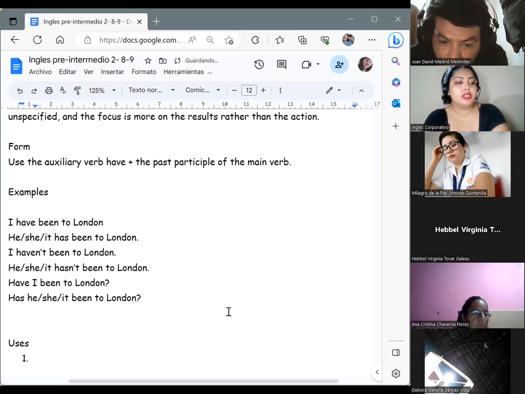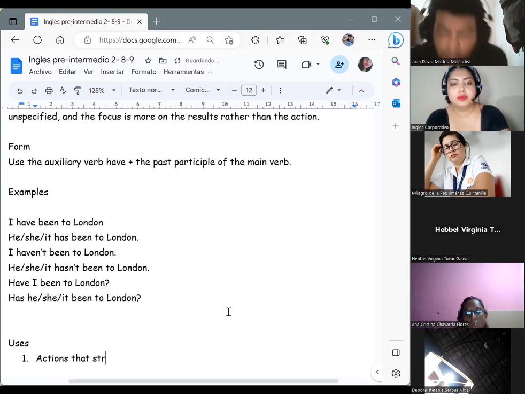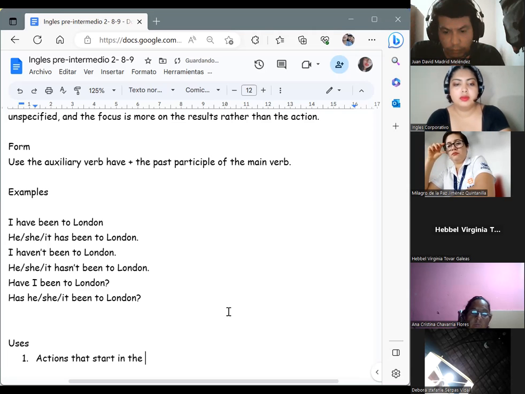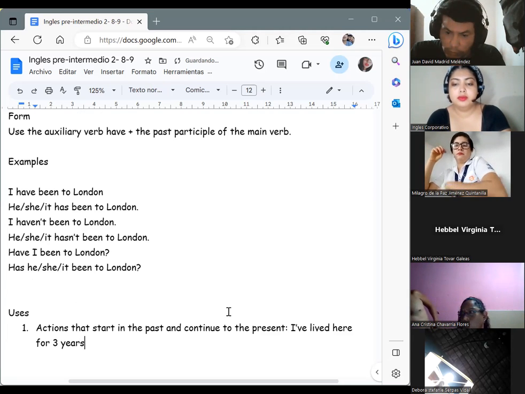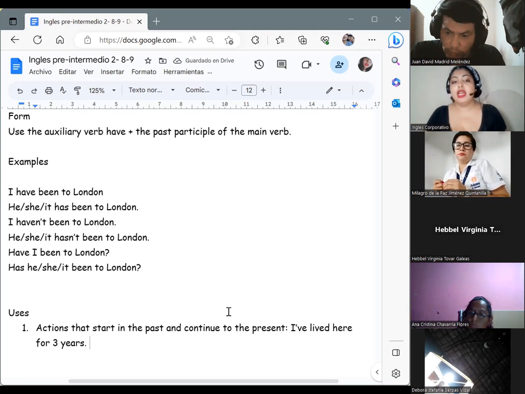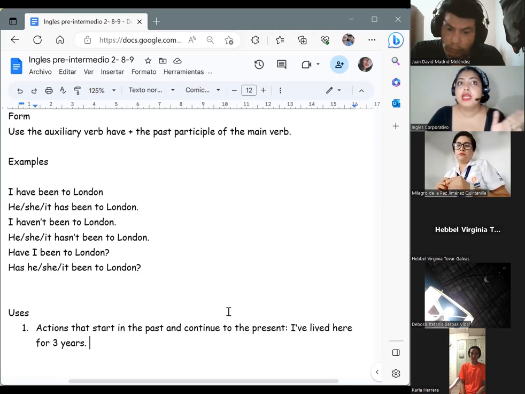So in the number one, it says, actions that start in the past and continue to the present. Tenemos el ejemplo, I've lived here for 3 years. I have lived here for 3 years. Empezó en el pasado, porque yo empecé a vivir en ese lugar hace 3 años. Entonces, yo empecé a vivir ahí en el pasado y ahora estoy todavía en ese lugar. Entonces, ahí estoy haciendo la conexión entre el pasado y el presente.